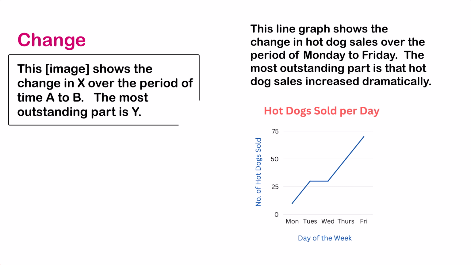So for example, this line graph shows the change in hot dog sales over the period Monday to Friday. The most outstanding part is that hot dog sales increased dramatically.